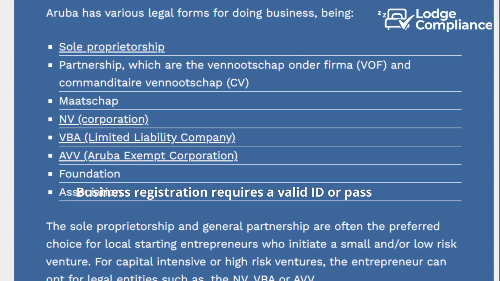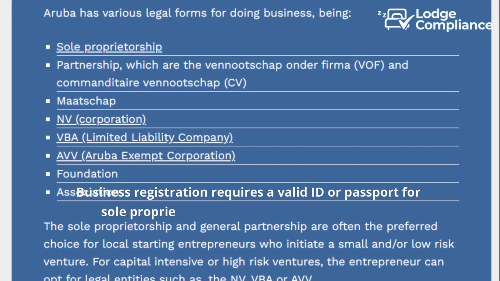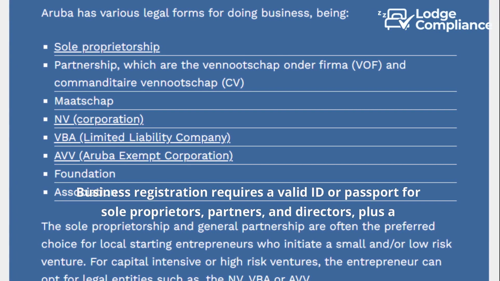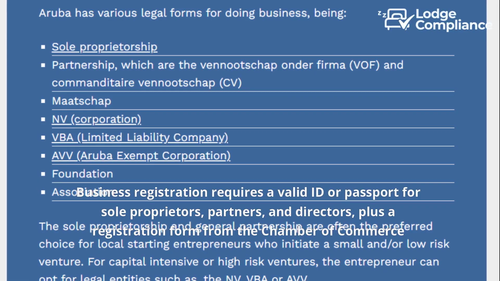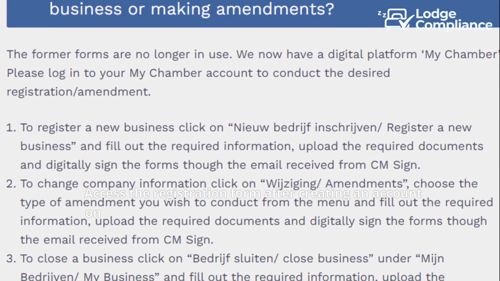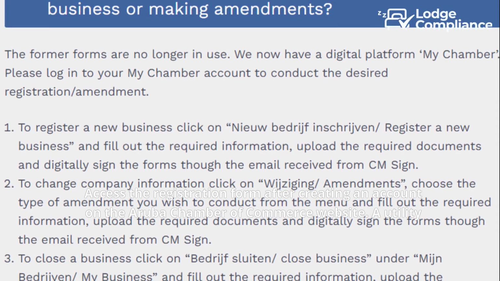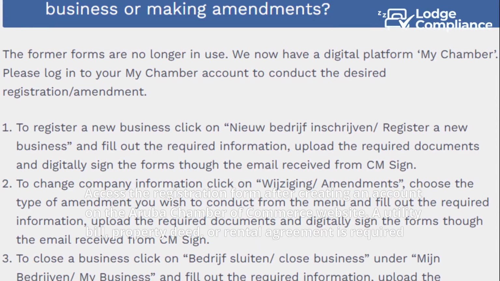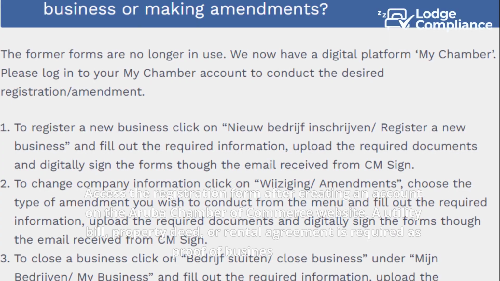Business registration requires a valid ID or passport for sole proprietors, partners and directors, plus a registration form from the Chamber of Commerce website. Access the registration form after creating an account on the Aruba Chamber of Commerce website. A utility bill, property deed or rental agreement is required as proof of business address.